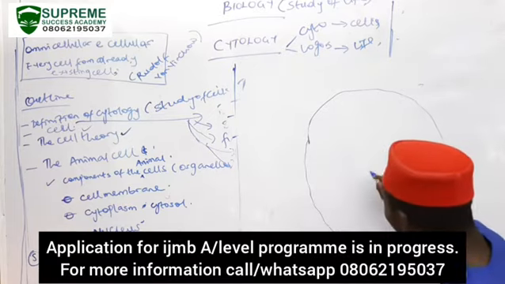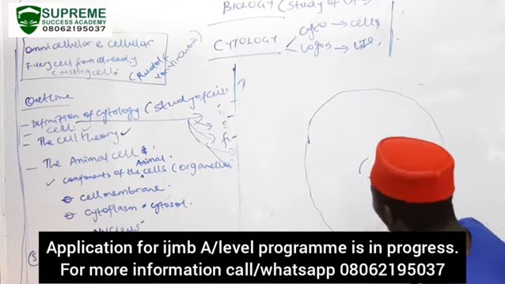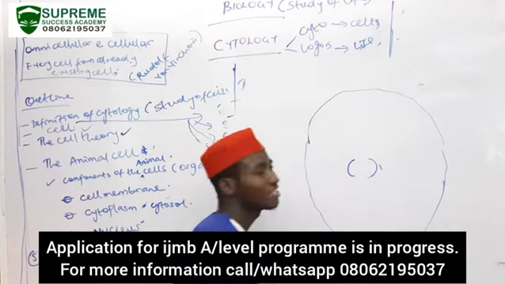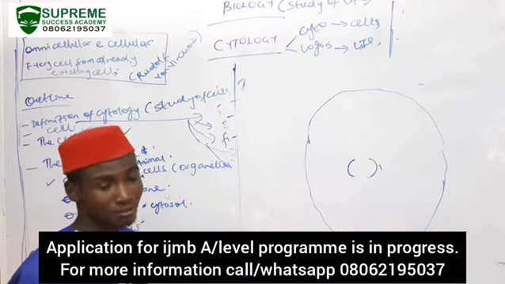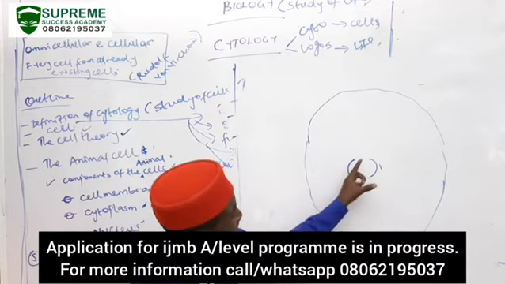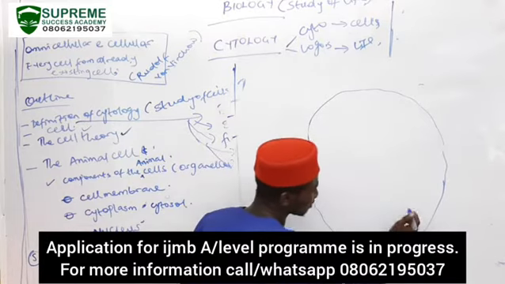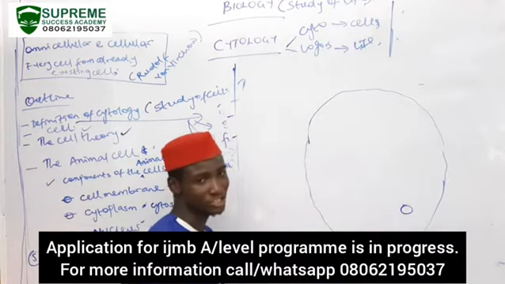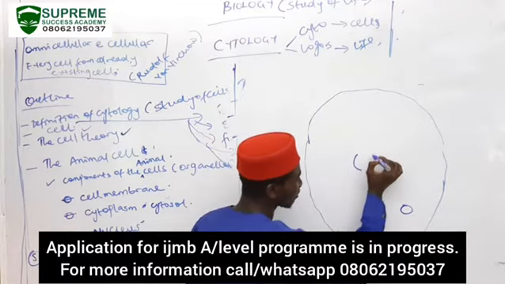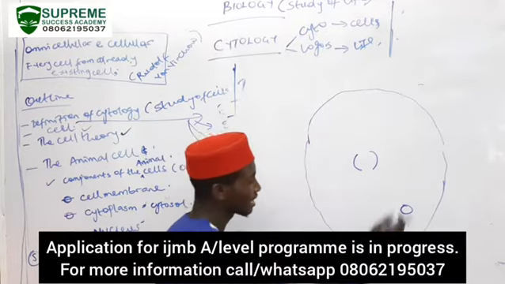So we have the cytoplasm, then we have a more central portion. This is quite a distinction between the animal cell and the plant cell. Unlike in the plant cell, you realize that the nucleus is peripherally located. If you look at a plant cell, the nucleus is more located towards the edge. But looking at that of an animal cell, the nucleus is centrally located. So this is the nuclear envelope.